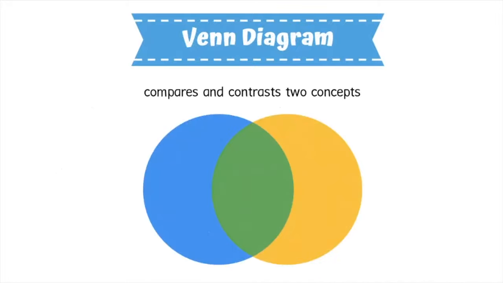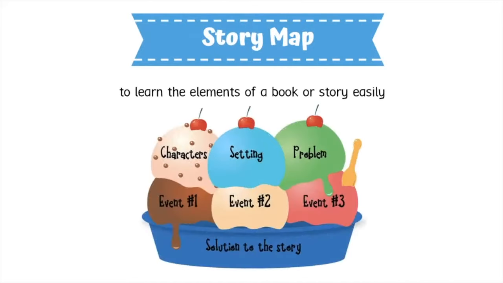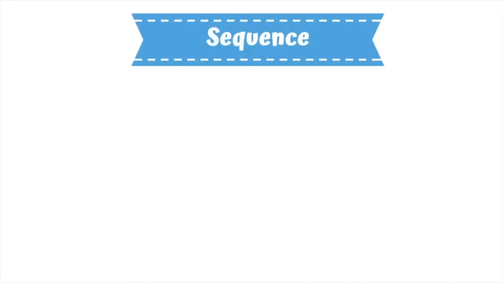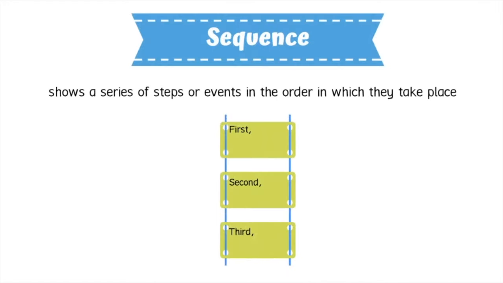One example of a graphic organizer is a Venn diagram. It compares and contrasts two concepts. Another example is a story map. It is to learn the elements of a book or story easily. The third example is the sequence graphic organizer. It shows a series of steps or events in the order in which they take place.